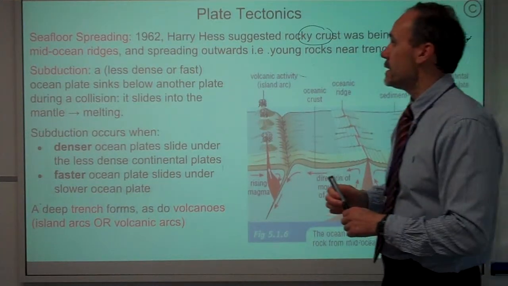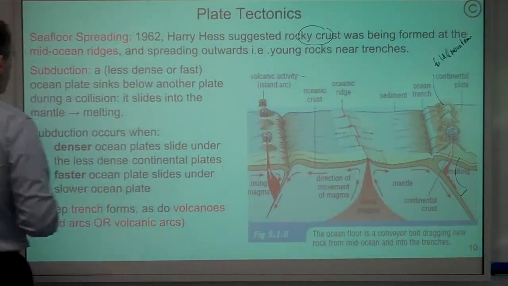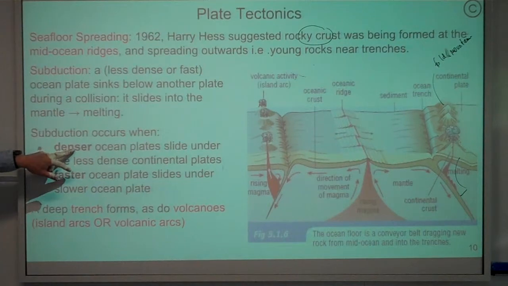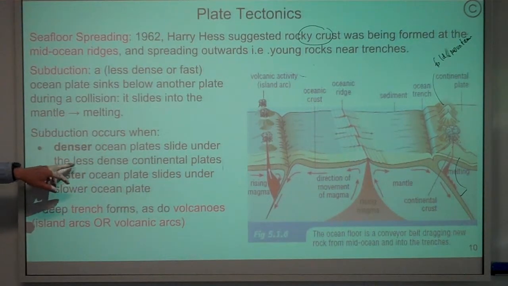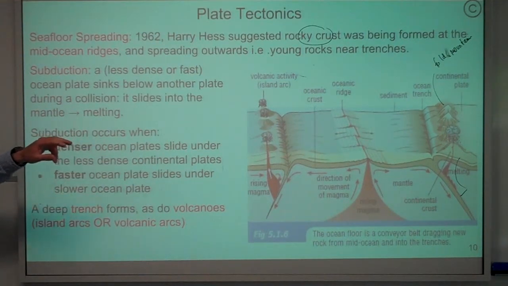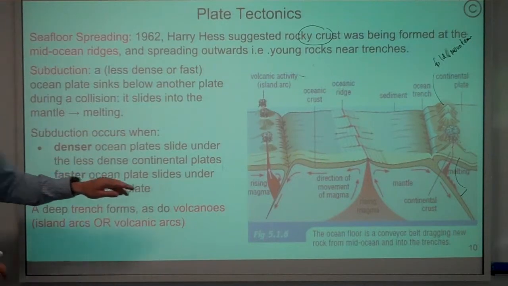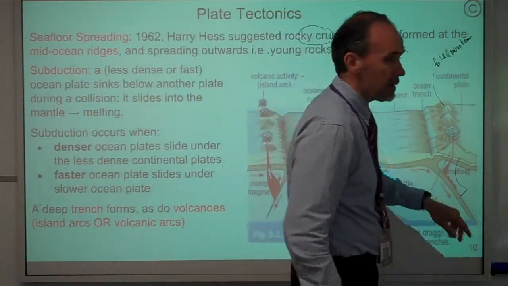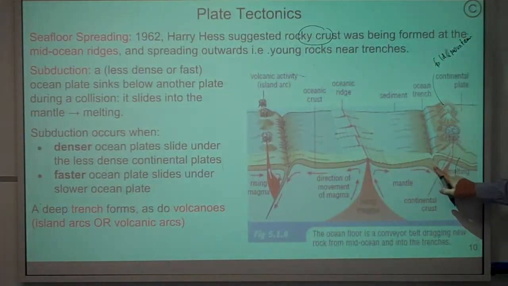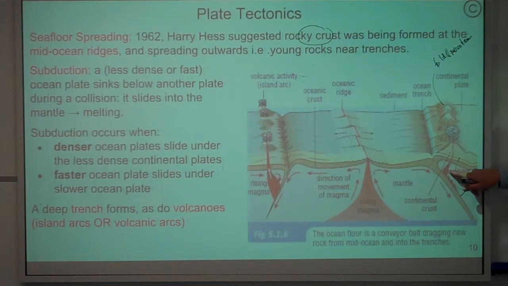Now, let's see. Subduction occurs when a dense ocean plate slides under a less dense continental plate. So that's what's happening here. This one is sliding under, and as it gets pushed under, it melts down. And there's a lot of water associated with that. So there's heat, there's water. This fragment gets all frothy, and it starts to bubble through any crack it can find, and you get a volcano forming.